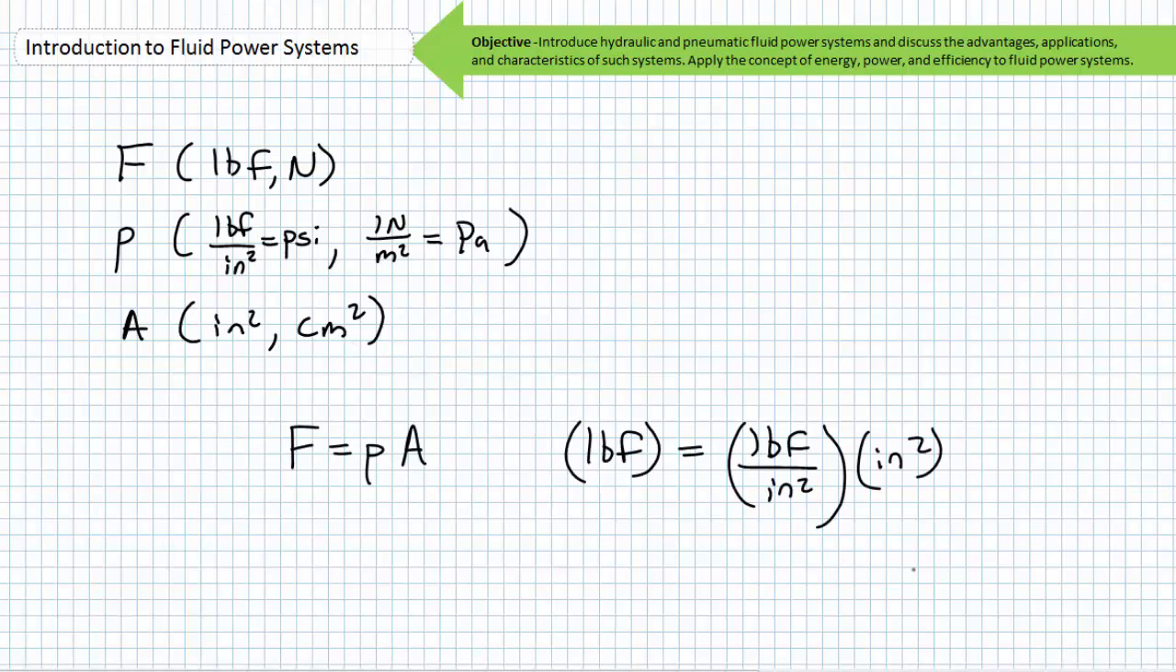The units tell the story quite nicely. Force equals pressure times area. Pound force per square inch times square inch yields pound force. This is Pascal's law. If a comparatively small pressure acts on a large area, force increases.